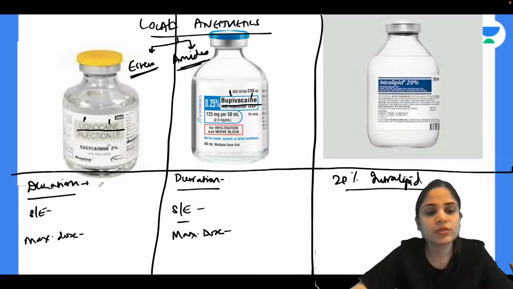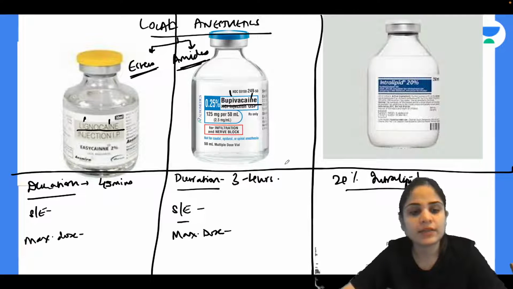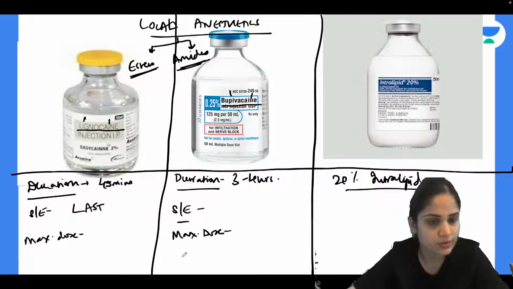Okay, so remember lignocaine is intermediate acting. So it acts for about 30 to 45 minutes, and your bupivacaine is long acting, so it can act for 3 to 4 hours. Can anyone tell me what is the side effect with lignocaine? You can get something called local anesthesia systemic toxicity, correct?